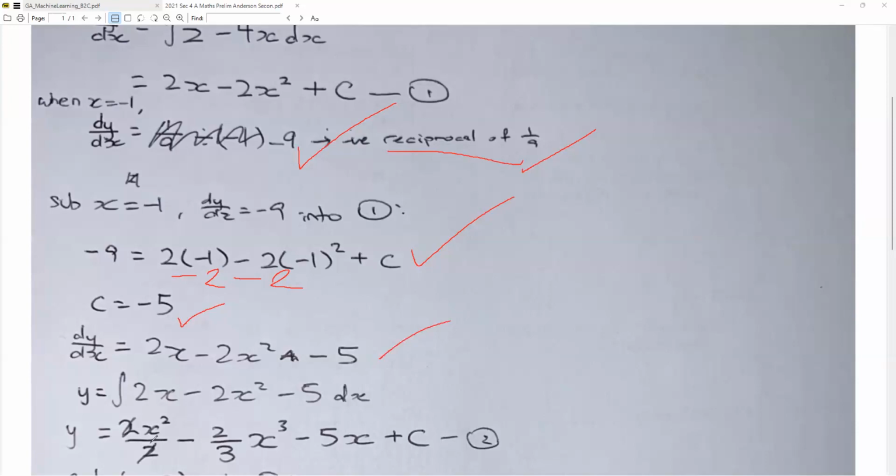So integrate 2x, you get x squared. Integrate minus 2x squared, you get -2/3 x cubed. Yes. Integrate -5, you get -5x plus another c. Here maybe, okay, can get away with, it's understood, but maybe it would be better if you use a letter D instead. Yeah, use a letter D. Okay, good. Okay, now I need to clear screen, scroll down.